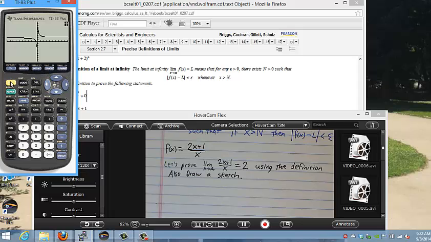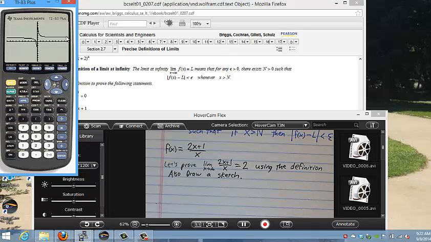And now I'm going to look at the table, and I can actually get some values. I mean, when you plug in something like 5, you're already down to 2.2. And if you plug in something like 10, you're down to 2.1. Okay? So as I move to the right on the graph, I really am getting closer and closer to 2.